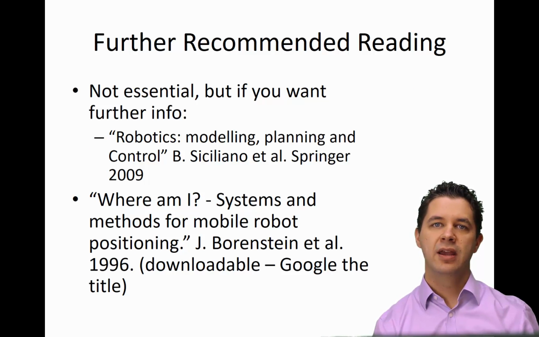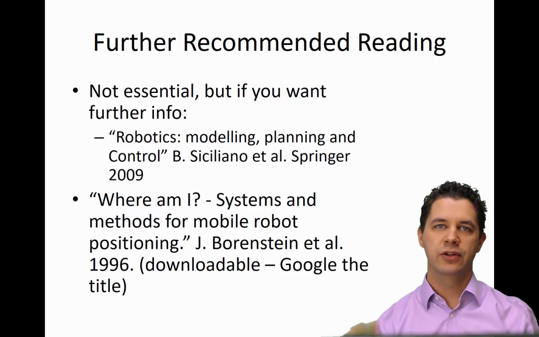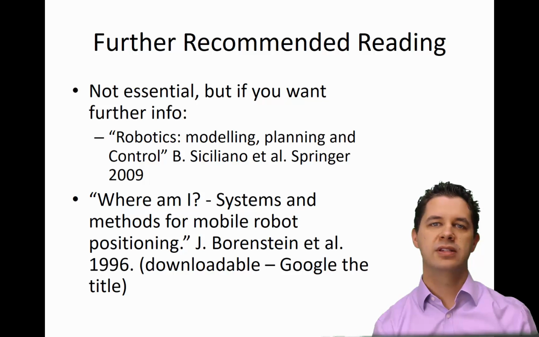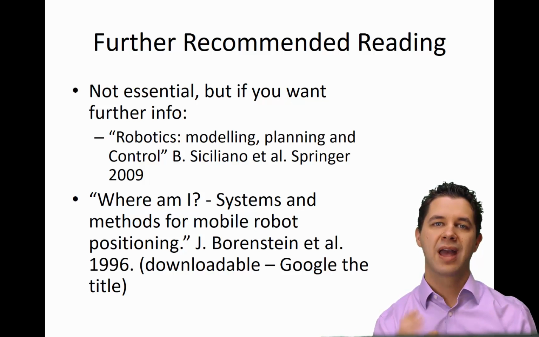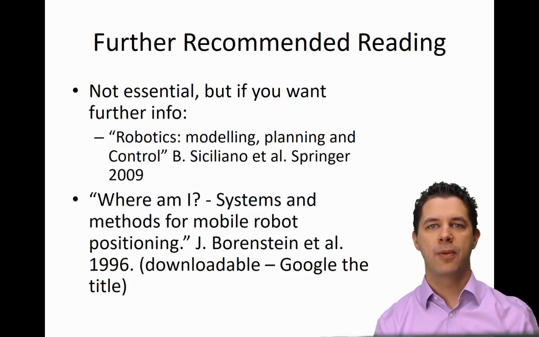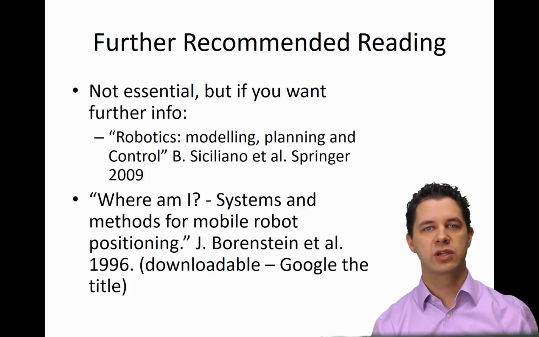Now there's some further reading that's recommended, but it's not essential. The first one is the Robotics Planning, Modelling and Control book, which is over in the library for you. A lot of the material, particularly in the navigation section of this, has been taken out of that book and the following resource, which is Where Am I? This is a free downloadable thing. If you Google it, you'll find it. It's a navigation report produced by Borenstein and some others. It's a little bit out of date, but because it was very forward-looking, it covers most of the concepts that we use today still.